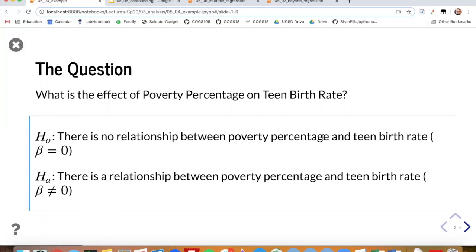There's no relationship between poverty percentage and teen birth rate. In this case, beta in linear regression would be 0, right? It would be a flat line explaining the relationship between these two variables. The alternative hypothesis here is that there is a relationship between poverty percentage and teen birth rate. Throughout this analysis, we'll be able to determine in what direction, is it a positive or a negative relationship, if it is in fact something other than 0. So the alternative hypothesis says that the beta, the effect size, is something other than 0. So how do we go about determining whether we want to reject our null in favor of the alternative, or if we fail to reject the null and have no evidence to suggest that there is a relationship?